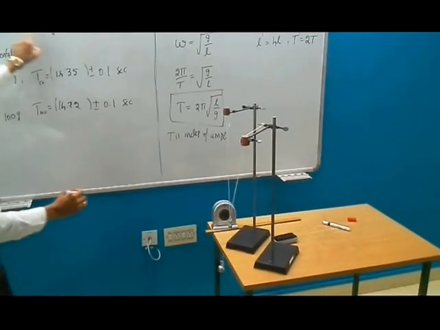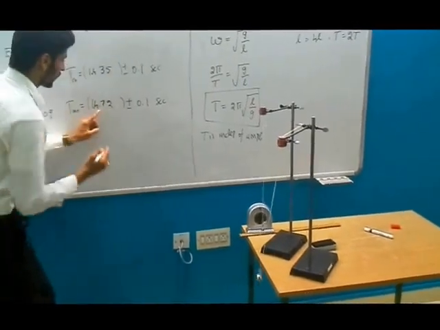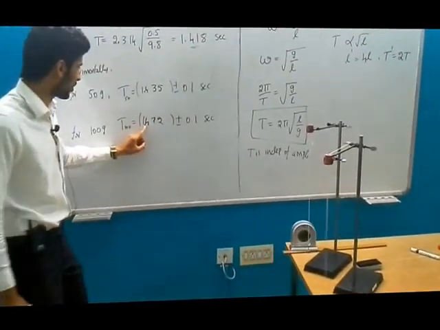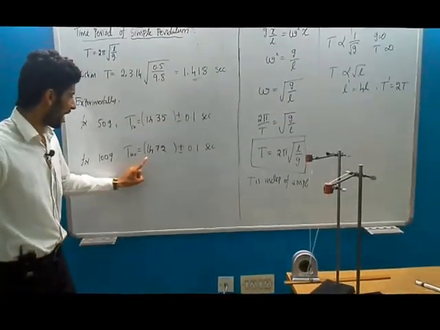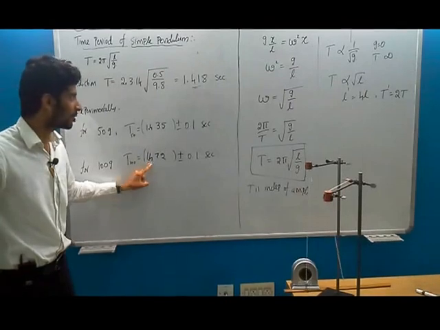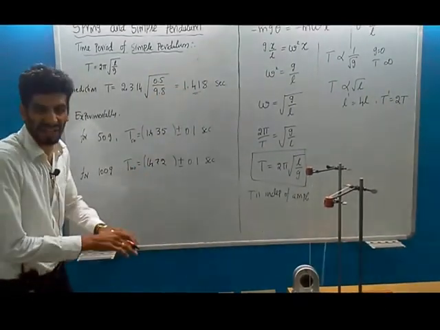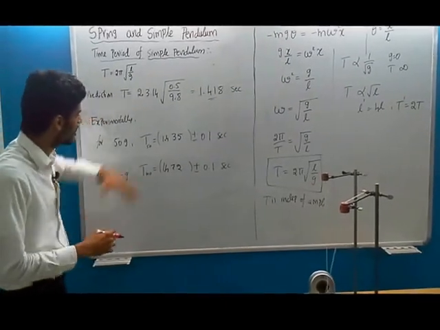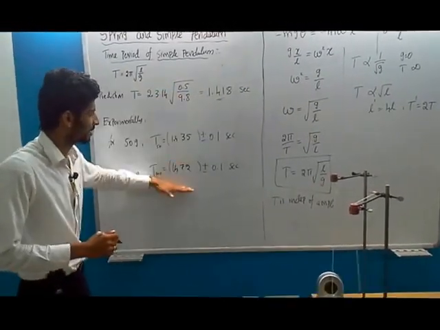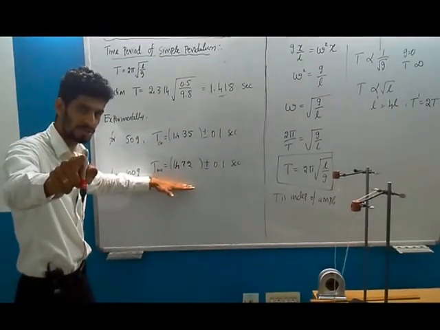Theoretically predicted 1.418 seconds. This is 1.472, the time taken for one oscillation. For 50 gram, 1.435. For 100 gram, 1.472. Both the theoretical and experimental values are fantastically agreeing with each other. There's a great agreement between the theoretical value and the experimental value. This is how physics works.